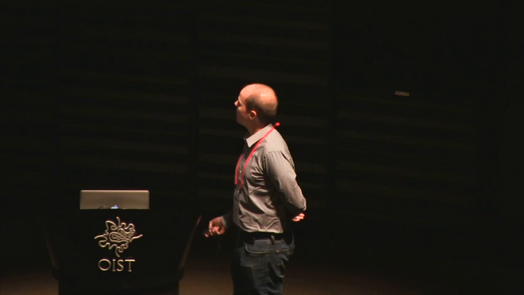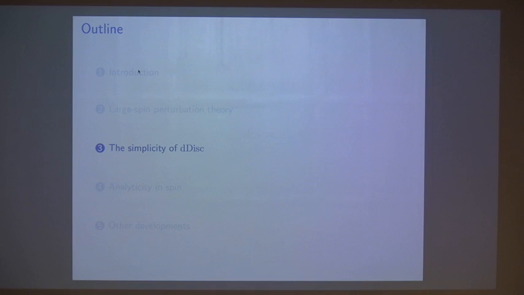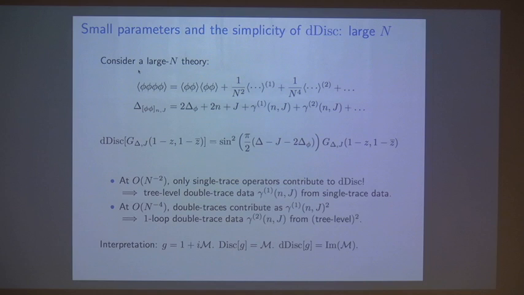Okay, and the theme that will appear when we look at theories with small parameters is the simplicity of this double discontinuity, the fact that it's so much simpler than the four-point function itself. So as a first example, let's consider a large N theory. The four-point function is at leading order just a sum of products of two-point functions. And then let's say our next correction is down by 1 over N squared. The next one is down by 1 over N to the fourth. And I'll refer to this as tree level and one loop.